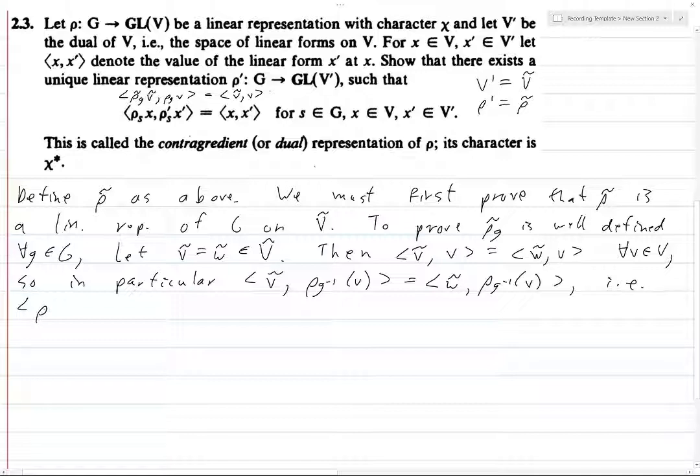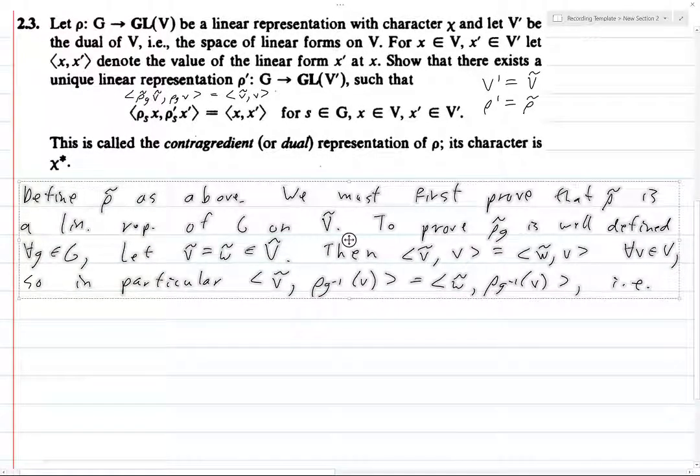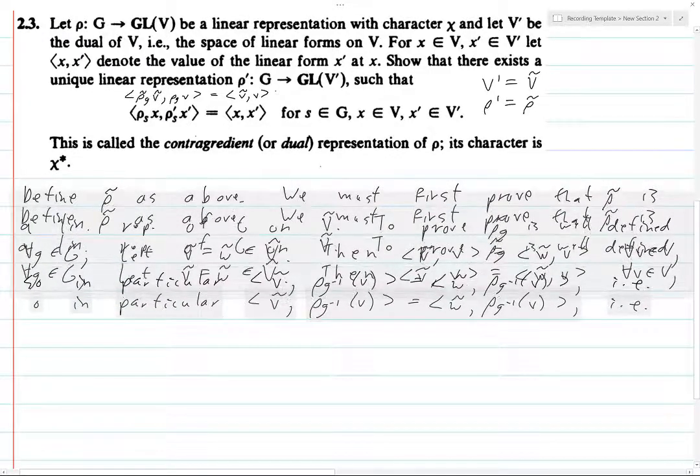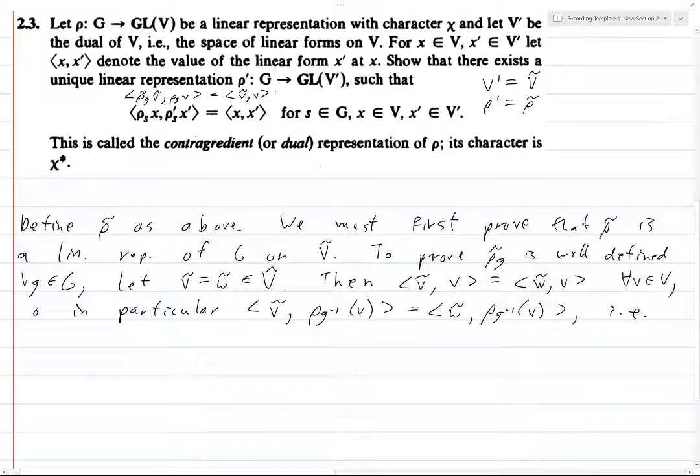we use our definition of the, oh, no, no. We haven't defined rho tilde. We have not defined rho tilde yet. That is something that we would like to do. It doesn't make sense to define. So, what is rho tilde? So that there exists a unique linear representation.